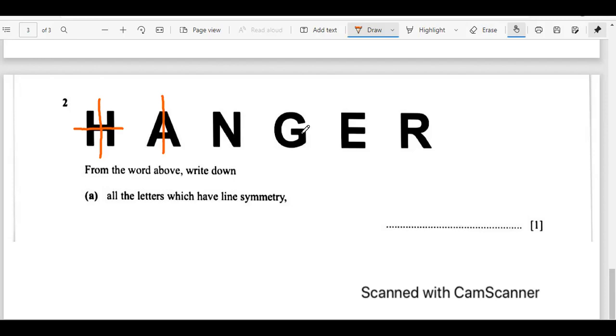Very good, Valiullah. So we do not have any lines of symmetry in the case of N. We do not have any lines of symmetry in the case of G. In the case of E, this is the line of symmetry. And in the case of R, we do not have any lines of symmetry. So the answer is H, A, and E. This is the answer, right?